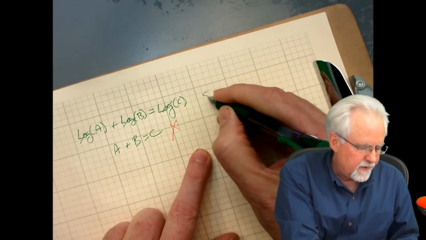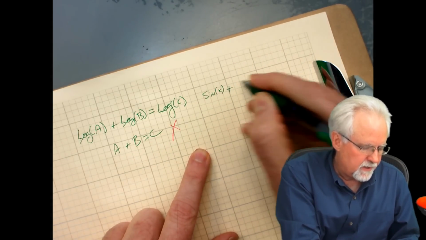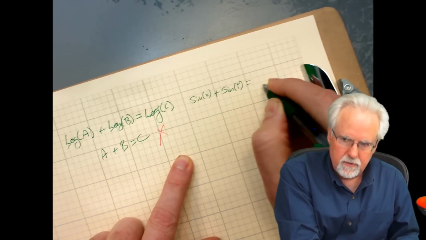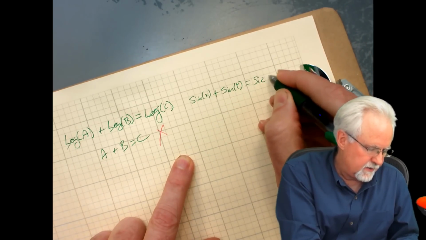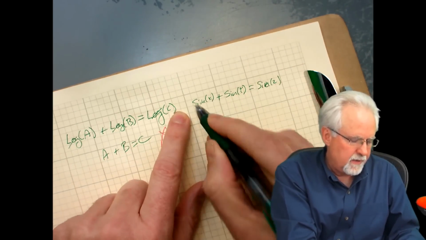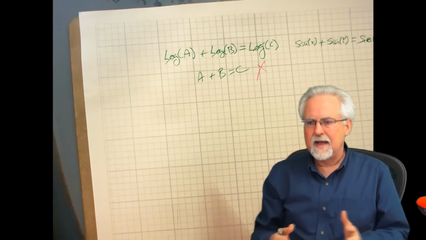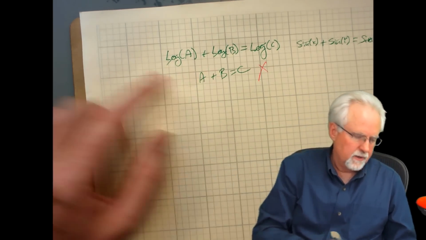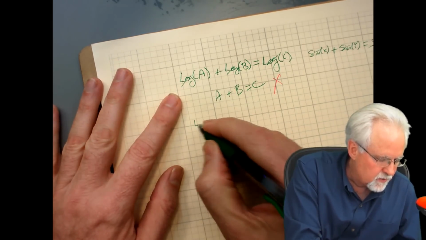You do not get to just drop off a function. Just like if I have sine of x plus sine of y is equal to sine of z, you cannot just come in and mark the functions off. It's not like multiplication. You can't just drop them off. What could you do here? Let me write this out, show you how you would do this correctly.